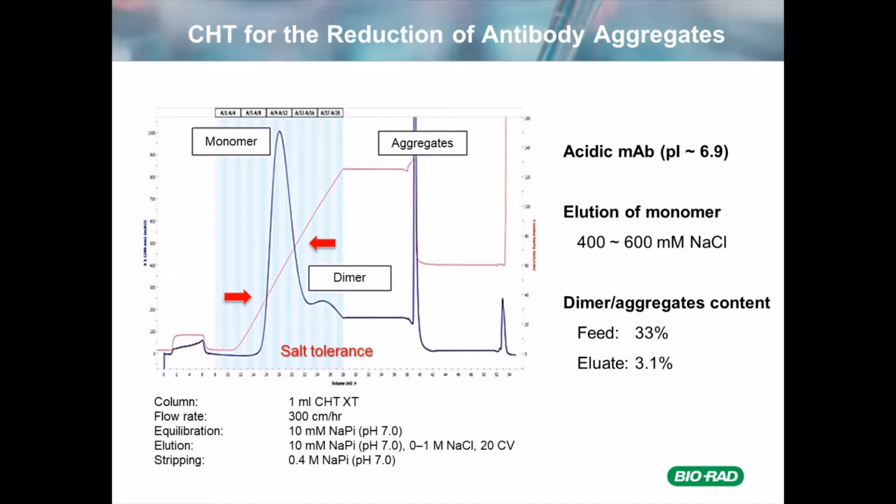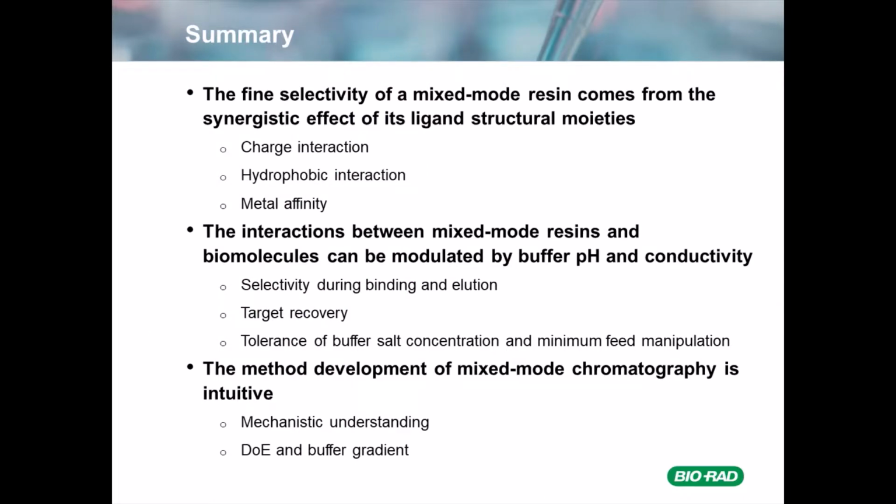To summarize my presentation, I hope I have shown you examples of how the selectivity of a mixed-mode resin can be achieved by manipulating the charge interaction, the hydrophobic interaction, and the metal affinity interaction of the functional moieties on this chromatography media. And we can obtain the targeted selectivity and recovery by buffer pH and conductivity variation.